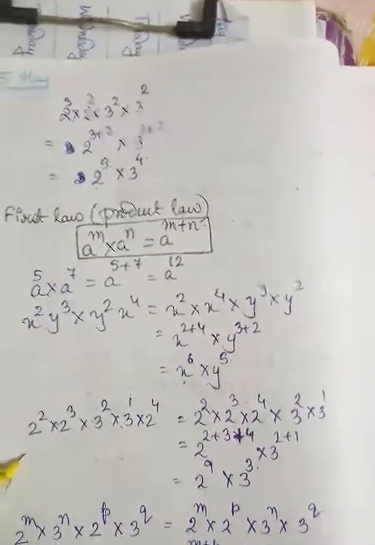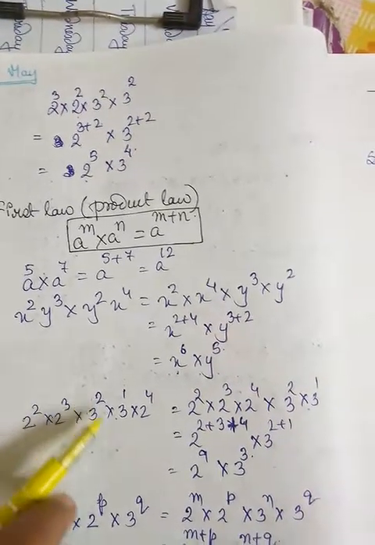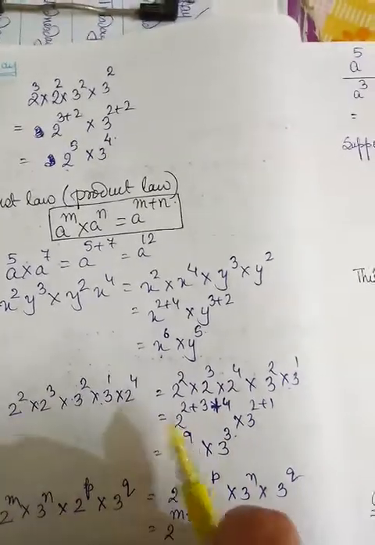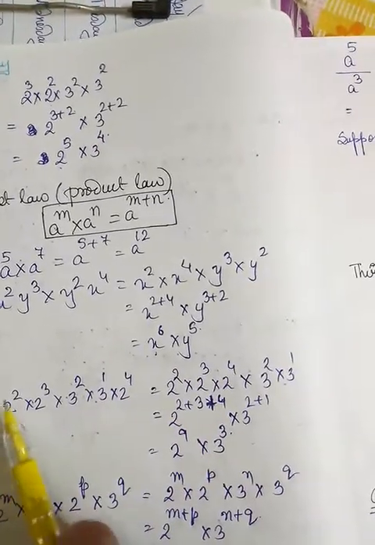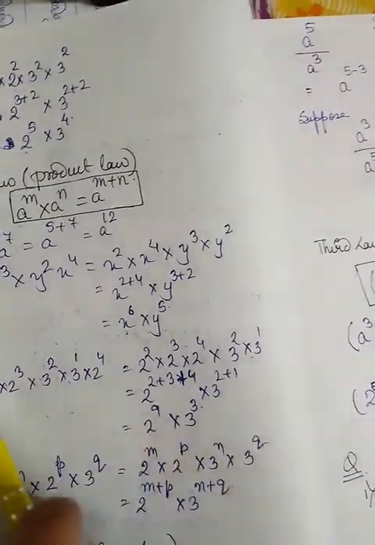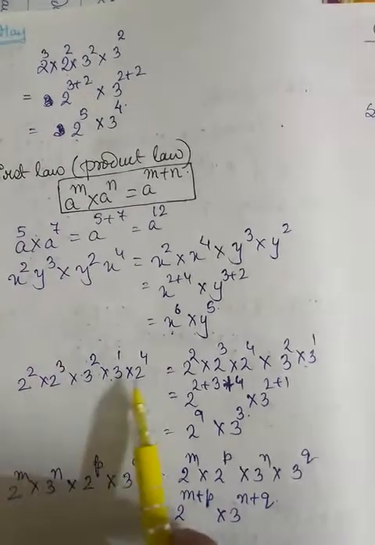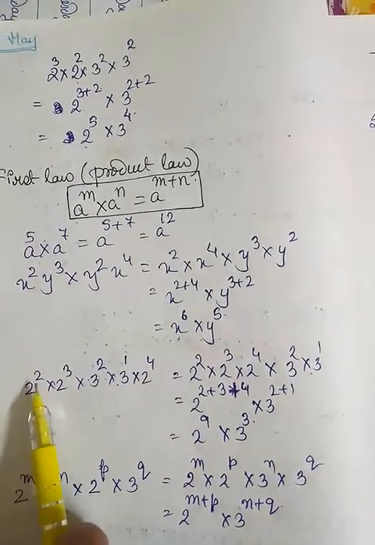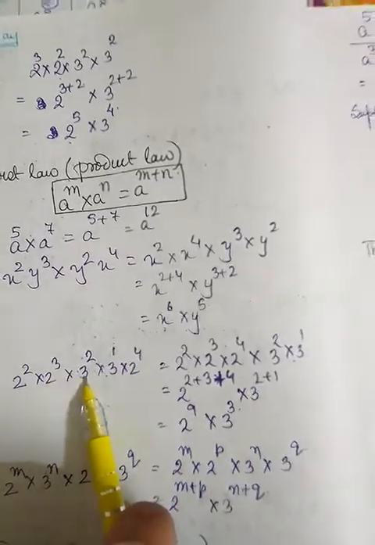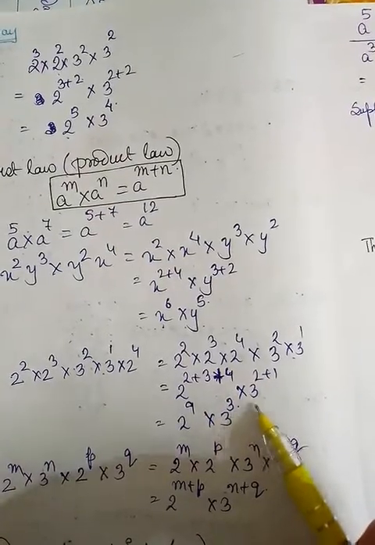We can also have numbers like 2 to the power 2 into 2 to the power 3 into 3 to the power 2 into 3 to the power 1 into 2 to the power 4. So we will add all the exponents having the same base. What are the numbers having same base? The 2 to the power 2, 2 to the power 3 and 2 to the power 4. So we will add 2, 3 and 4, and then we will add the same bases of 3. So we will have 2 plus 1, 3.